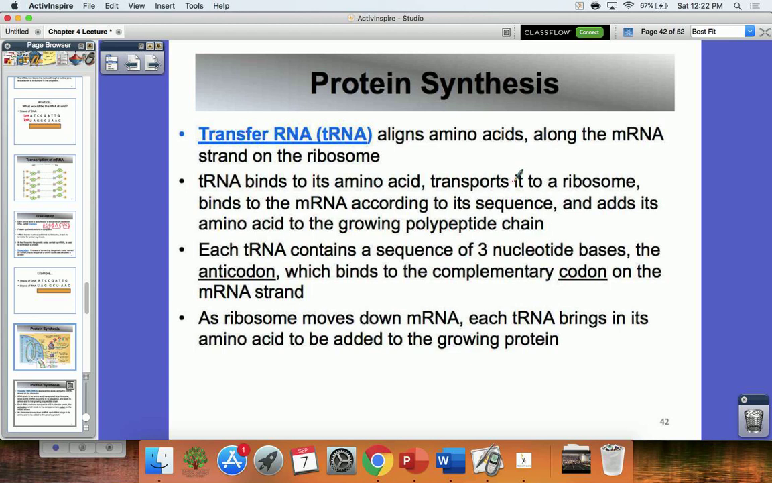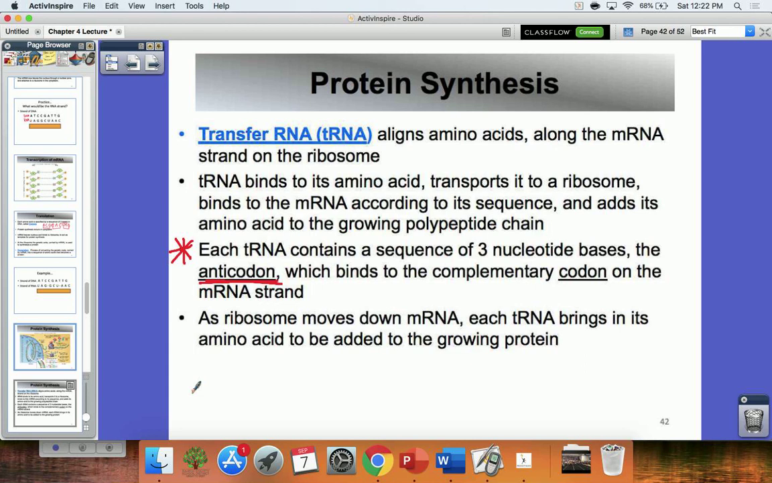Now the question is, how would the tRNA know to attach to the mRNA strand at that point? Like, how does it know that this amino acid goes with that codon? The way that it knows is that the tRNA has a structure on it called an anticodon, which is complementary to the codon.